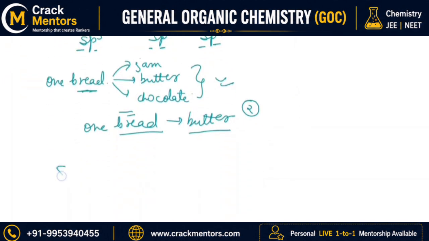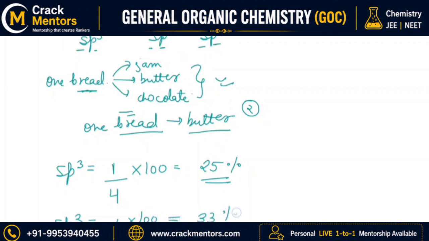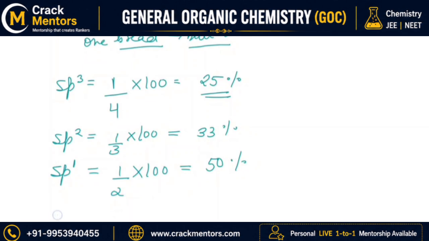So in sp3 there is only one s orbital and there are 3 p orbitals. Therefore, 3 p orbitals and 1 s orbital means 1 by 4 into 100. This means I have the percentage S character of 25% in sp3. Similarly, in sp2 you can calculate 1 by 3 into 100, that will be 33%. And similarly, in sp1, that is 1 by 2 into 100 equals 50%. So the order of S character will be sp greater than sp2 greater than sp3.